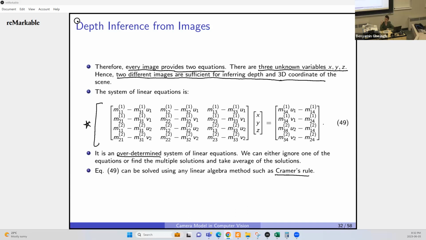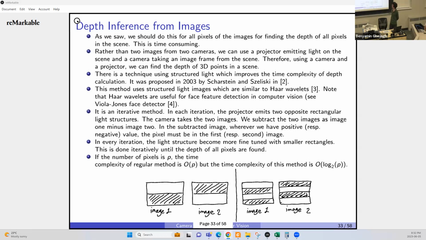You see, ideas are being repeated, but different for different applications. They are not for the same thing. One of them was for camera calibration. One of them was for depth inference. Okay. Depth inference from images.